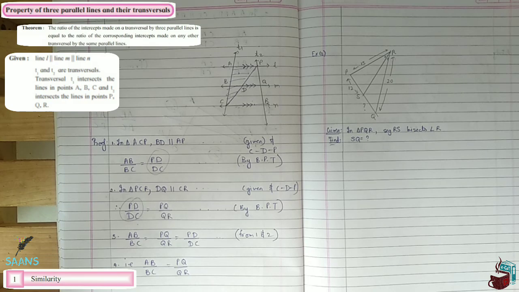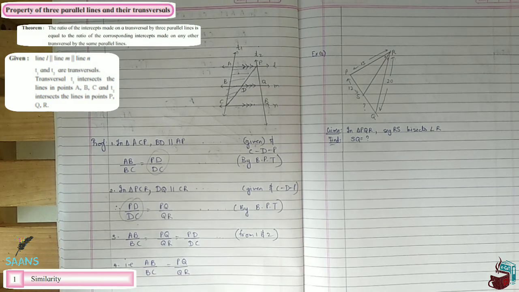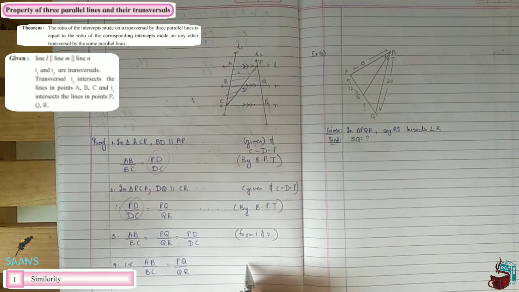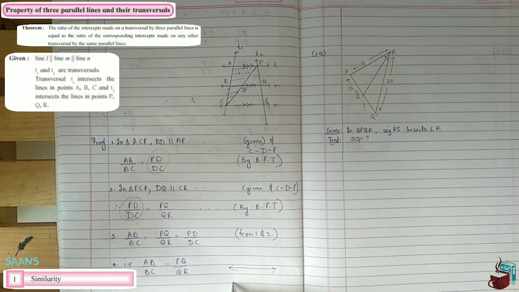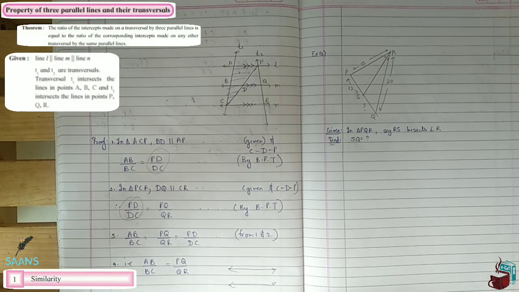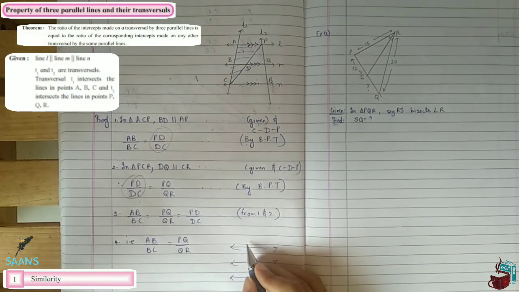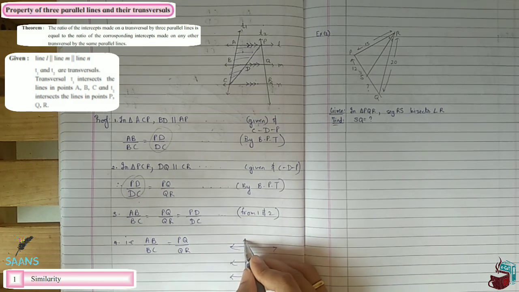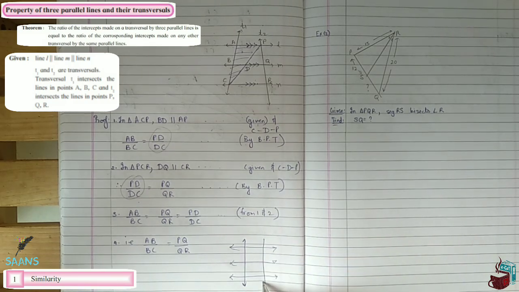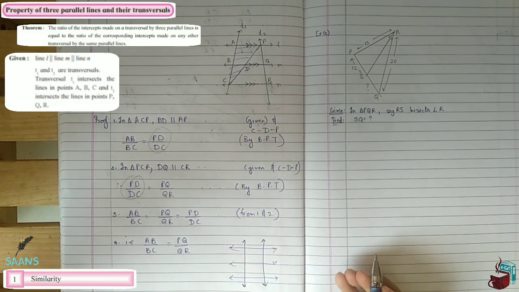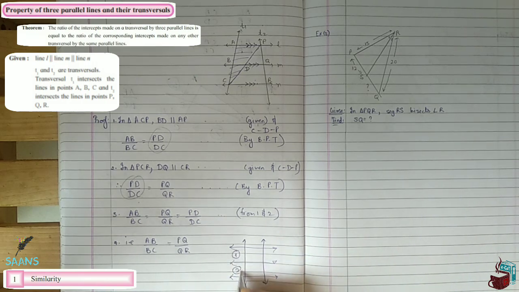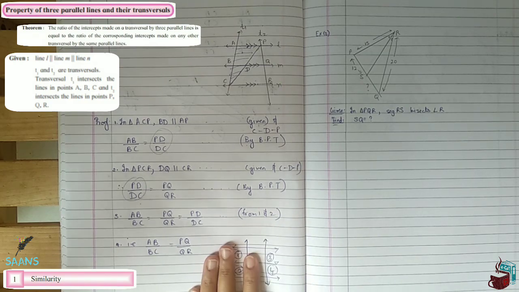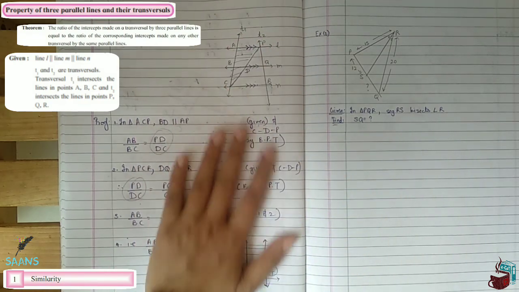So to sum this up for you all, I will tell you all that when three lines are parallel, these are your three parallel lines, when three lines are parallel and two transversals cut them, they can cut in any way, so this 1 upon 2 will be equal to 3 upon 4. It is compulsory. This is your property for three parallel lines.